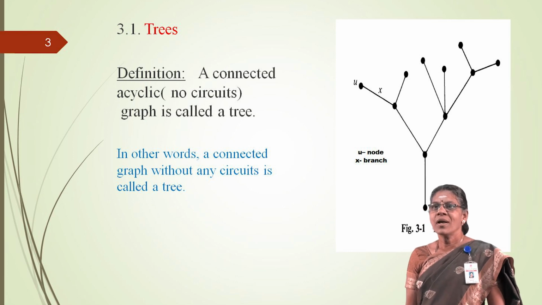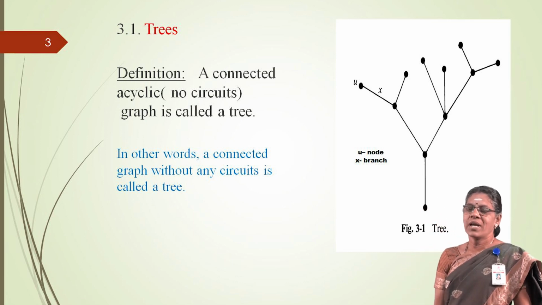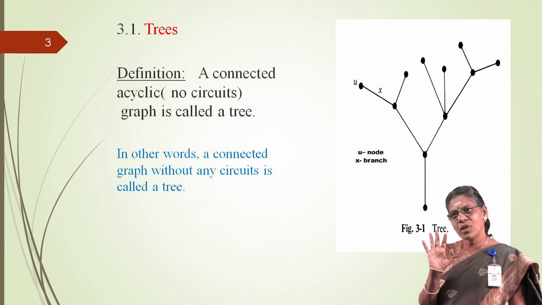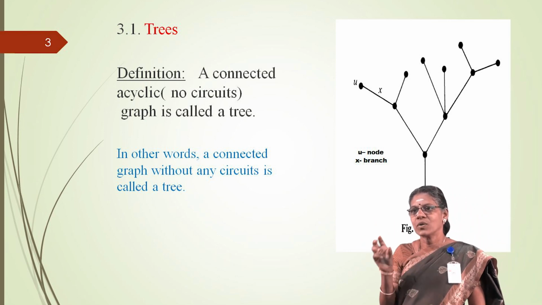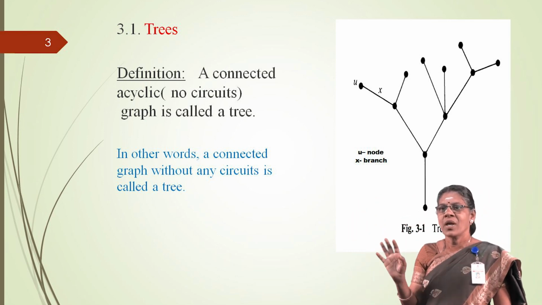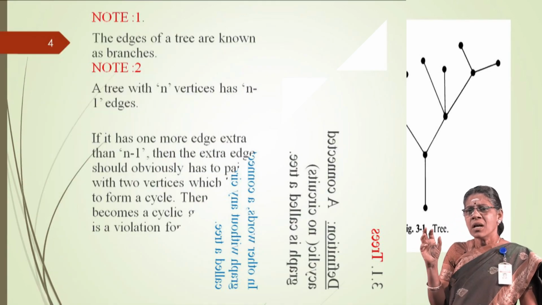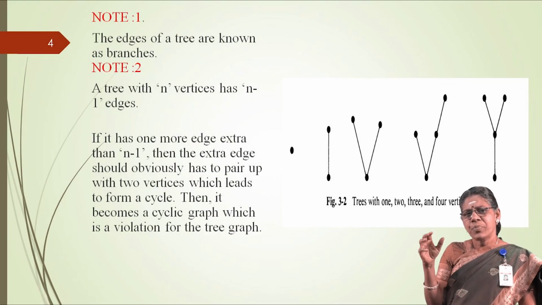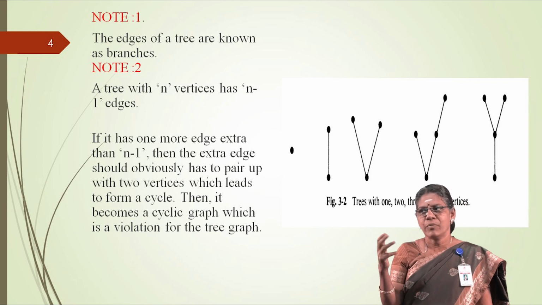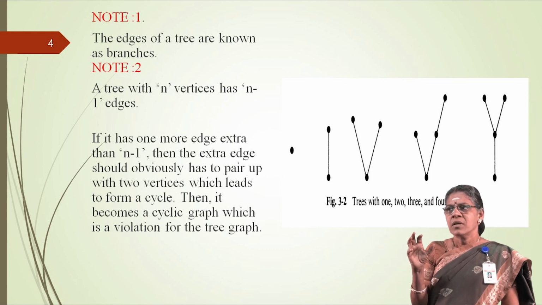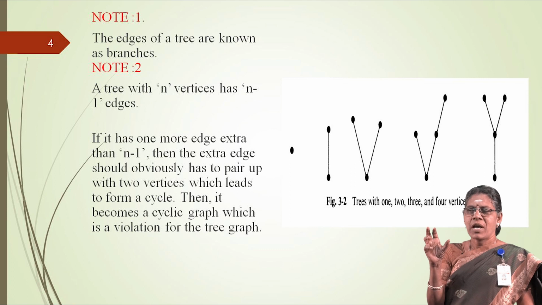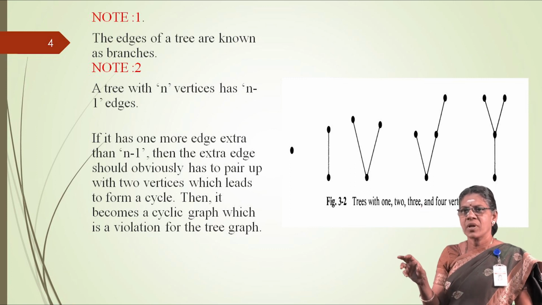So, what is a tree? A connected graph without any circuits. A connected graph without any circuit is a tree. Looks like a tree, isn't it? Okay. Next, we have some properties we may discuss. Before that, we have some notes. We may observe some points from the tree.